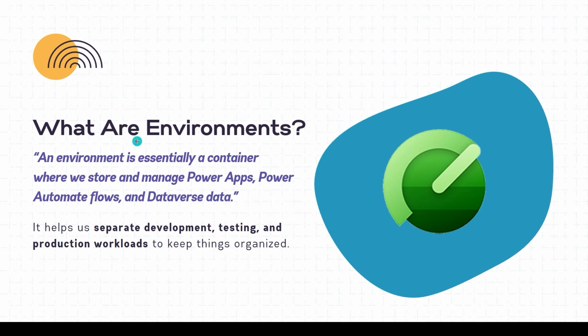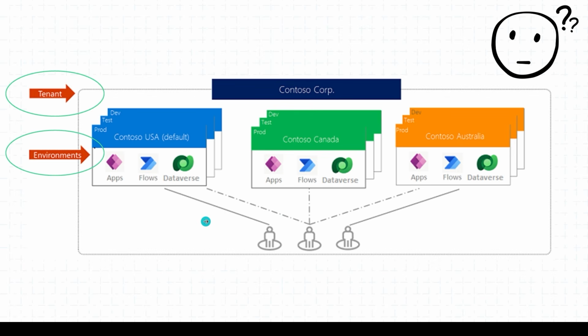Now, environments are essentially a container where we store and manage Power Apps, Power Automate flows, and Dataverse data, and really any component in the Power Platform. It helps us separate development, testing, and production workloads to keep things organized. This is an example of how an environment sits within your Power Platform ecosystem. You can see you've got your tenant with this dotted line, and then your individual environments. Here they're separated by region. So you can see each environment, we have dev, test, and prod, and each one contains a separate instance of apps, flows, and the Dataverse.